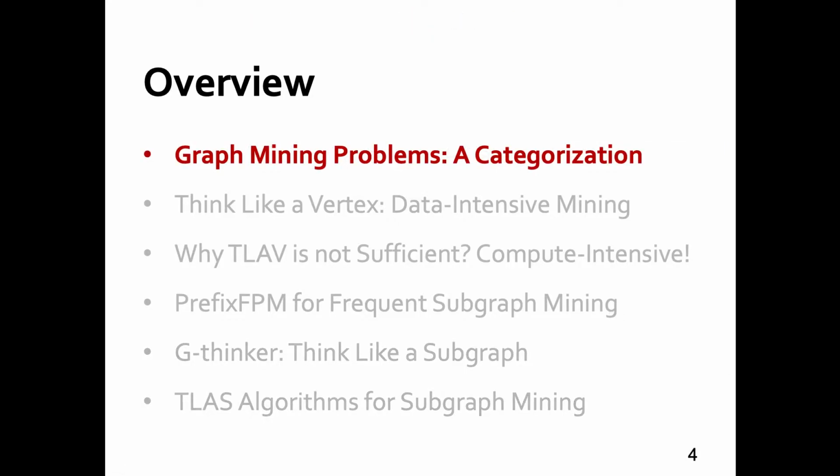Now, let's first look at how we can categorize graph mining problems. Since we are considering to parallelize graph mining in a parallel and even distributed environment, the target problem's time complexity actually plays a key role in deciding which parallel framework design is appropriate. So we will focus on a categorization driven by the problem time complexity.